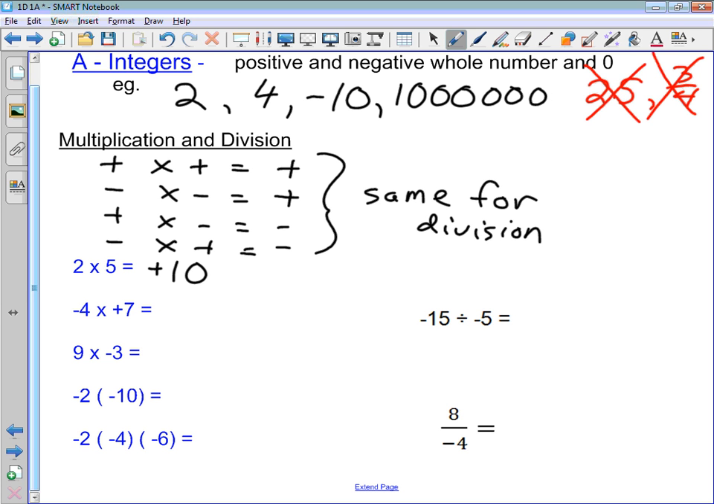Negative 4 times positive 7. Now, usually you won't see that positive sign in there. You'll just see the 7, and you're supposed to assume that it's positive. But what does this give us here? Negative what? You're right on the sign there because it's negative times positive. What number is going to go with that? 28. Okay. 9 times negative 3 here. Think first, go ahead. How did you know it was negative? Because it's a positive and a negative. Beautiful.